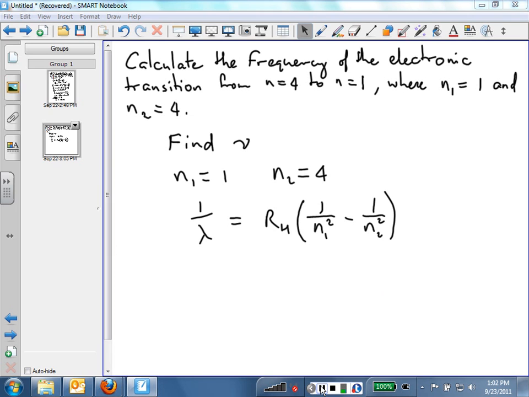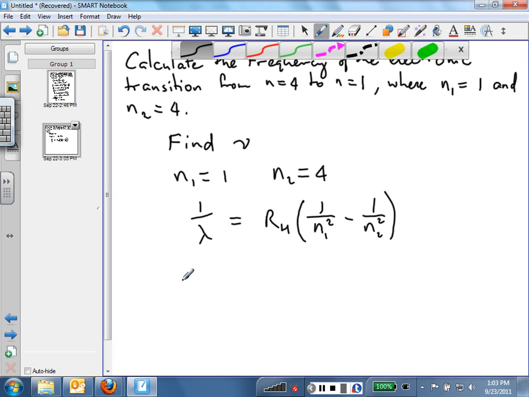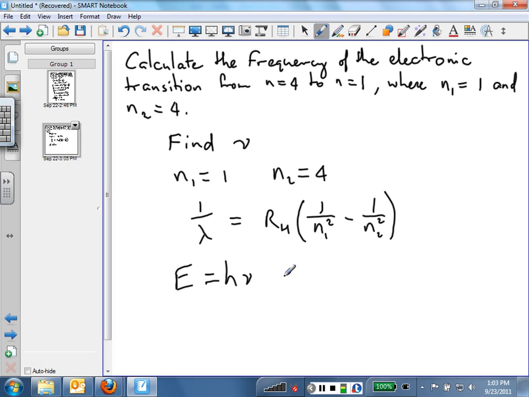Since we have to find the frequency, we can list equations that contain frequency. So we have E equals h times nu, frequency, and frequency is equal to c over lambda. Since the second equation contains lambda, this suggests that this is the route to go.